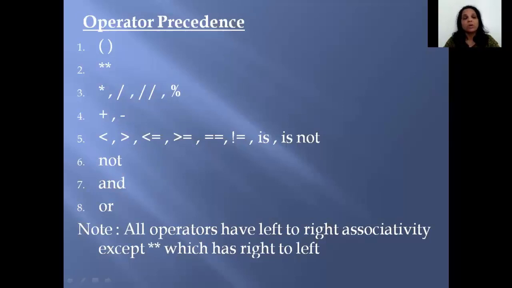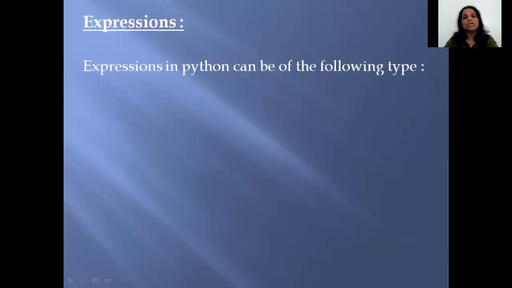Clear? Now, all these operators that we have learned have left to right associativity, except for the exponent operator. Exponent operator has right to left associativity. Now, what do I mean by that? I will be showing you in my examples. But before that, let me take you to a topic called expressions.